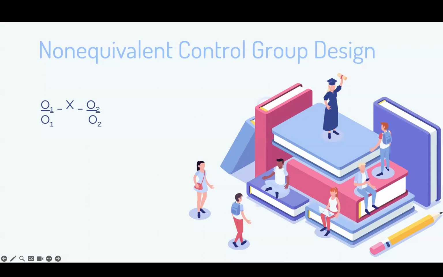However, it is important to acknowledge these groups are termed non-equivalent because they lack the random assignment hallmark of the true experimental design. This absence of randomization means the groups may have pre-existing differences, and these pre-existing differences may influence the outcome independently of the intervention.